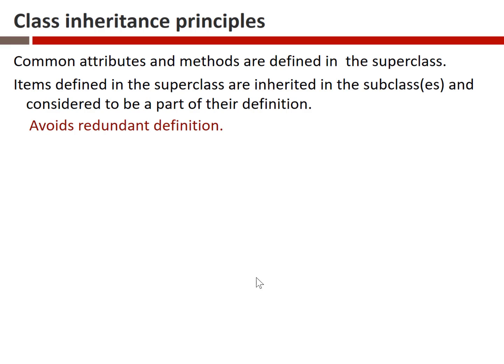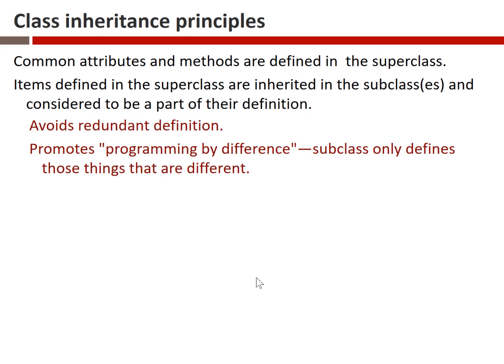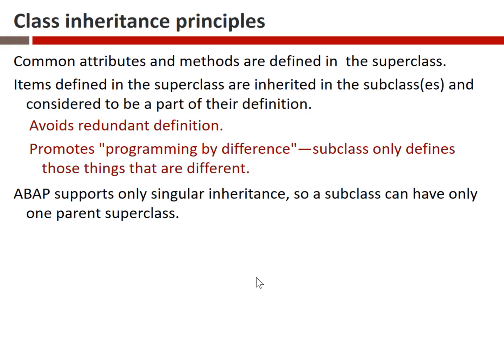What this does is this avoids redundancy and allows us to engage in what is commonly called programming by difference, which means that the subclass gets all the benefit of the code that has already been written and then can just turn its attention to adding those things that are new and unique to that particular class. There are some, although very few, programming languages that support what is called multiple inheritance.